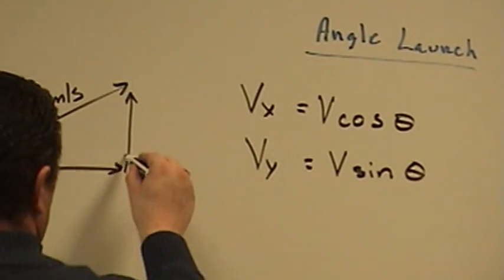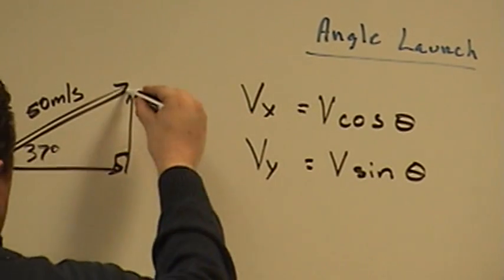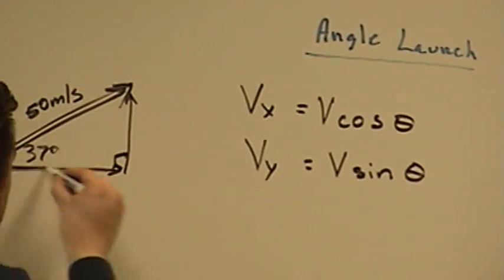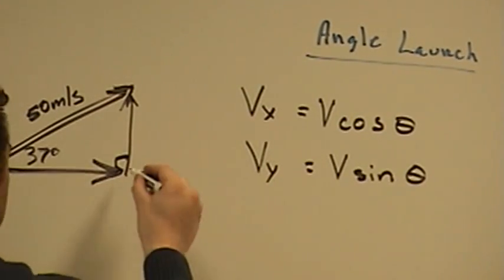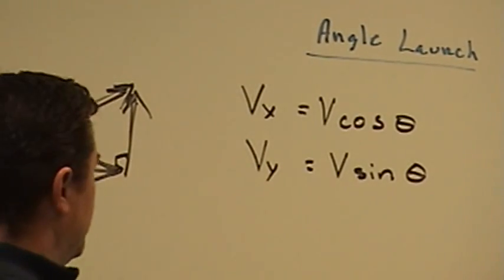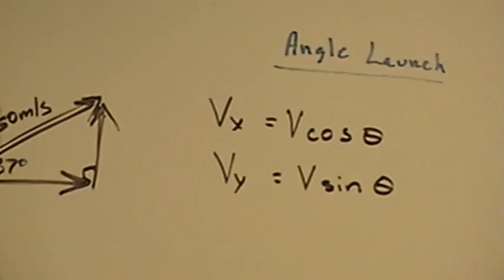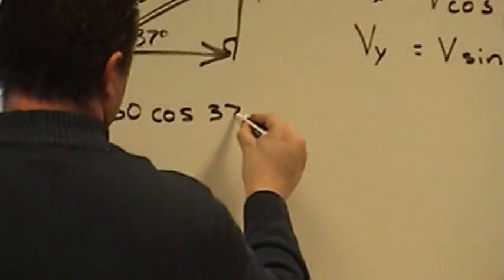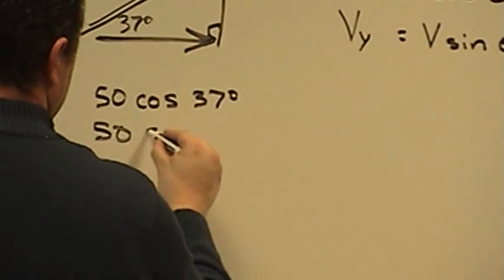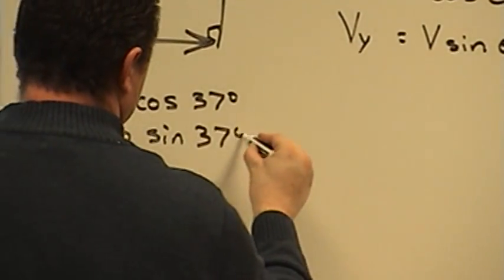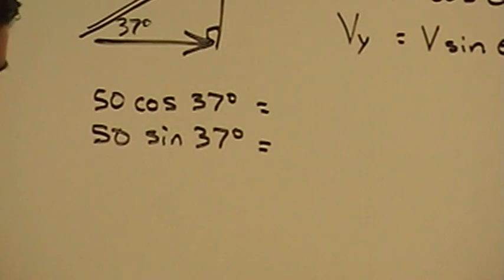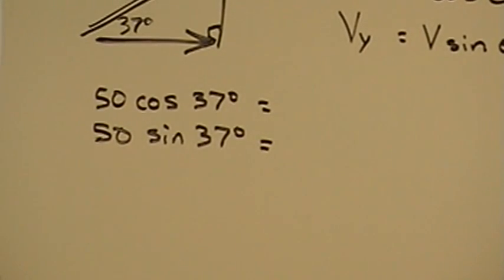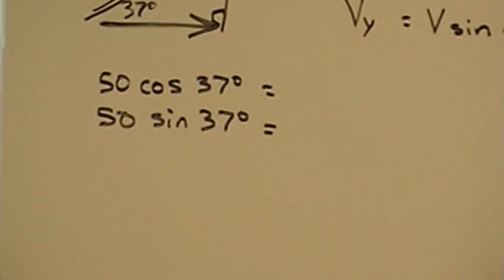It just makes a triangle. So 50 meters per second at 37 degrees gives you velocity in the x direction, which stays constant the whole time it's in the air. Your initial velocity in the y direction using sine. When you do that here, you get 50 cosine of 37 degrees and 50 sine of 37 degrees. Your calculator needs to be in degrees, otherwise you're going to get some odd answers if you're in radians, by the way.